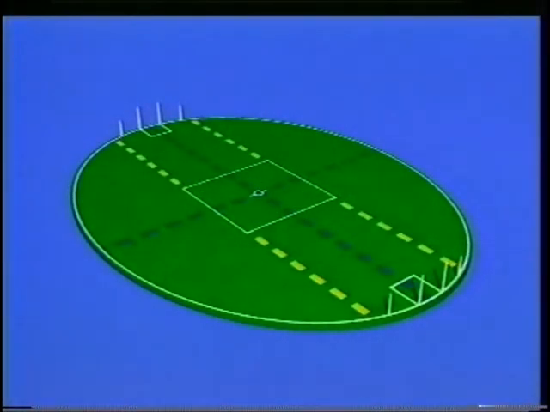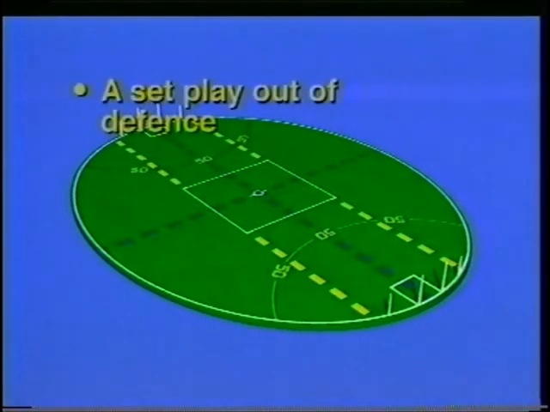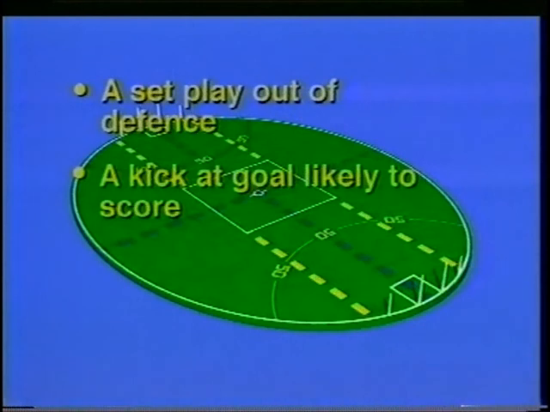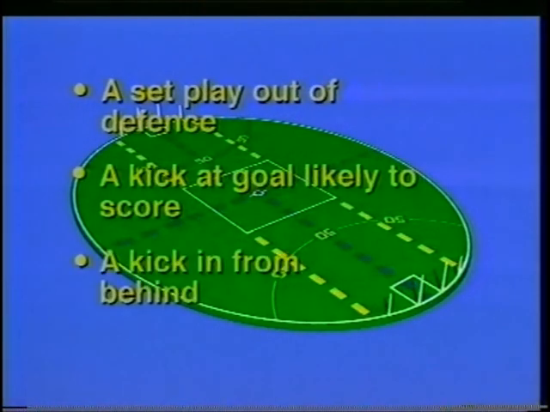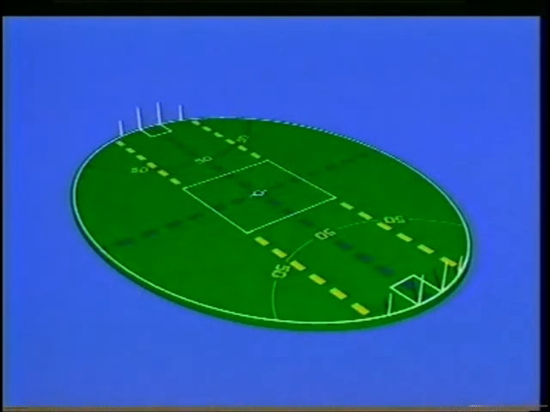As previously explained, with a few exceptions, one umpire control generally applies within the area bounded by the 50-metre lines. Three types of set play within the one umpire area are a set play out of defence, a kick at goal likely to score, and a kick in from a behind. Correct positioning is important in each of these set plays.